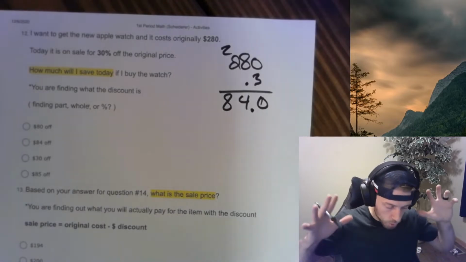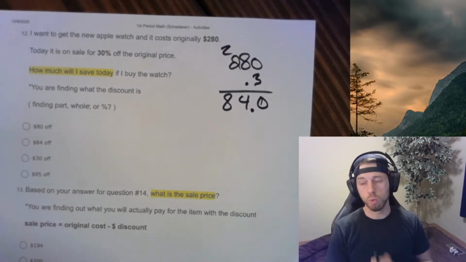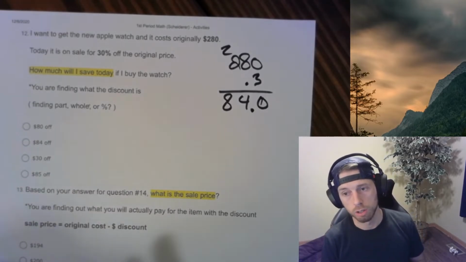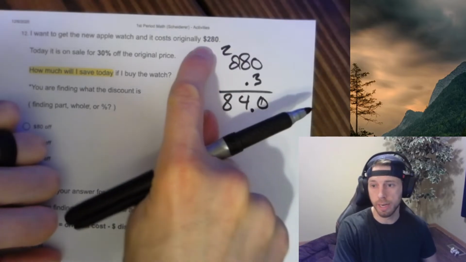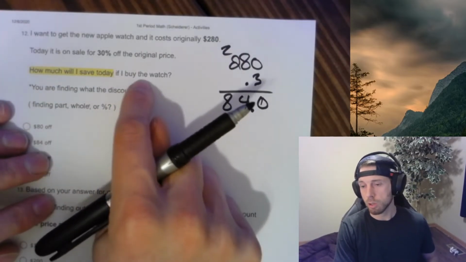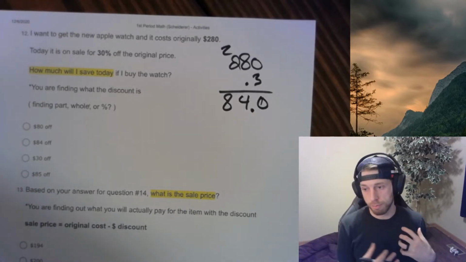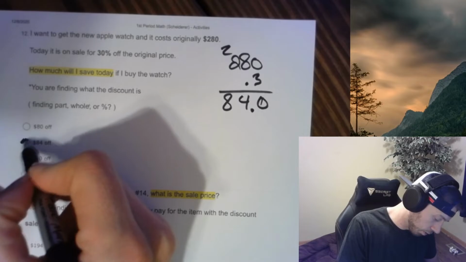Now, normally you have to be careful with some types of these questions because it might ask you what is the cost of the watch with the sale price, right? What is the sale price of the watch? Then you'd actually have to subtract 280 minus 84. But this actually says how much will you save? So it's really just asking how much do you get to take off of the cost of the watch? That's what you get to take off right there. The answer is $84.